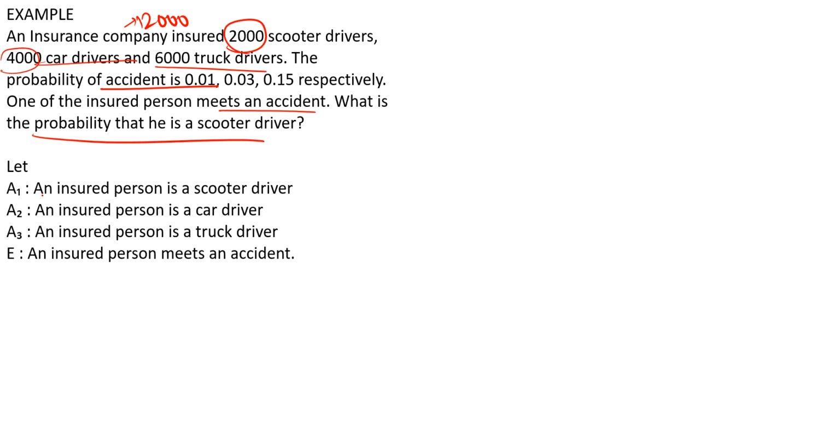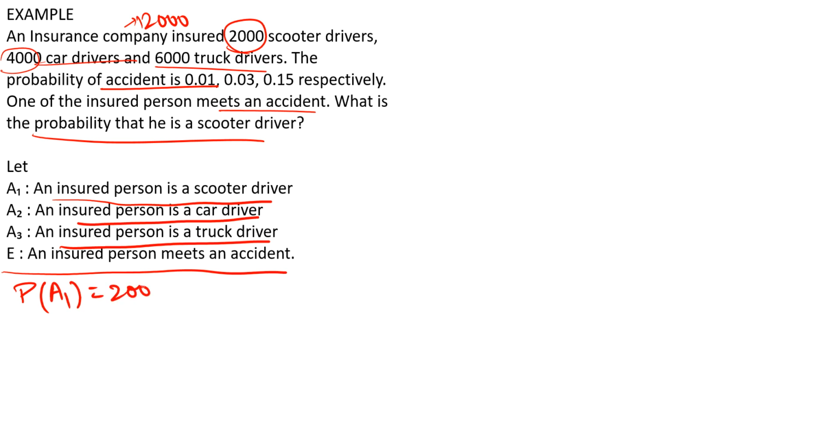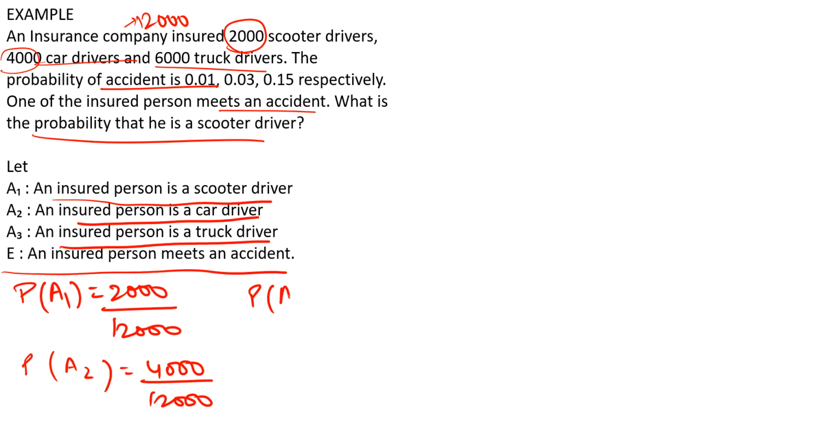Now, let's define the events. A1: an insured person is a scooter driver, A2: an insured person is a car driver, and A3: an insured person is a truck driver. Event E: an insured person meets an accident. From here, what can we say? We can say the probability of event A1 is 2,000 upon 12,000, right? Probability of event A2 is equal to 4,000 upon 12,000, and probability of event A3 is equal to 6,000 upon 12,000. Let's simplify this. This is 1 by 6, this is 1 by 3, this is 1 by 2.